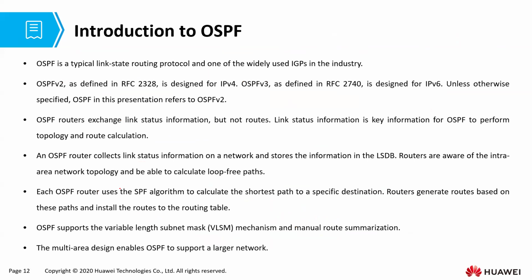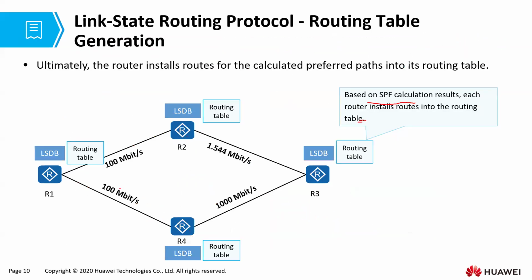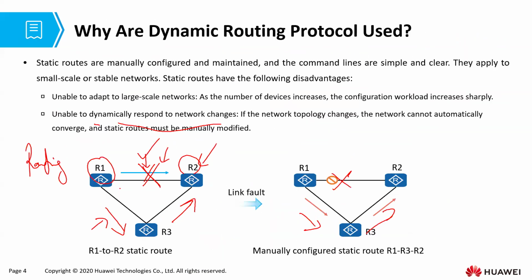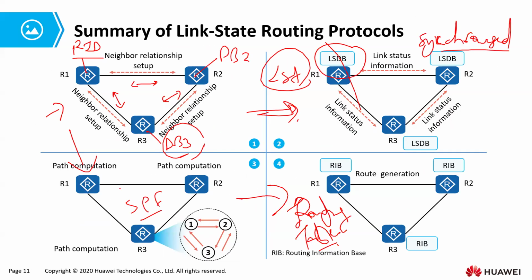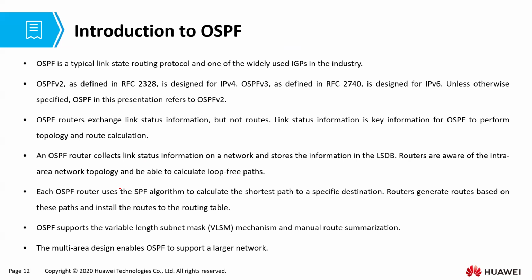It seems we're already in OSPF, but this is an introduction to OSPF. It means so far we're just discussing link state protocols, the basic function, how link state protocols function basically. That's the summary. Now, OSPF is an example of a link state protocol. We have OSPFv2, which is for IPv4 networks. We have OSPFv3, which is for IPv6 networks. OSPF routers exchange link state information. Very important, but not routes.